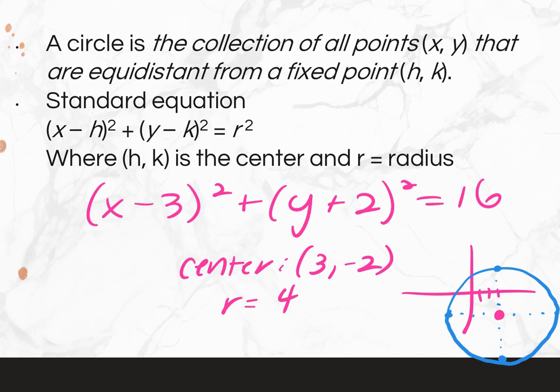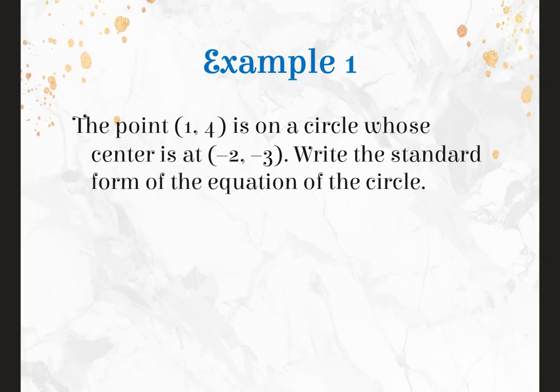Good so far. All right, example 1 says point (1, 4) is on a circle whose center is at (-2, -3). Write the standard form of the equation of the circle. So first of all, standard form is (x - h)² + (y - k)² = r². And we typically plug in for the center and the radius. Well, we have the center, that (-2, -3) is my (h, k).